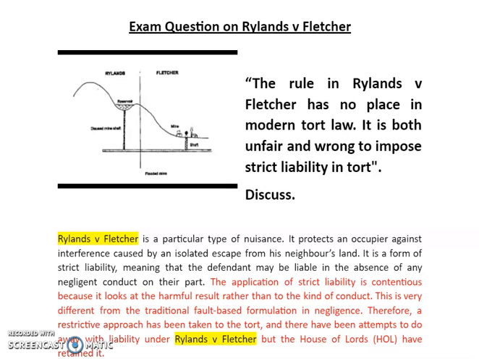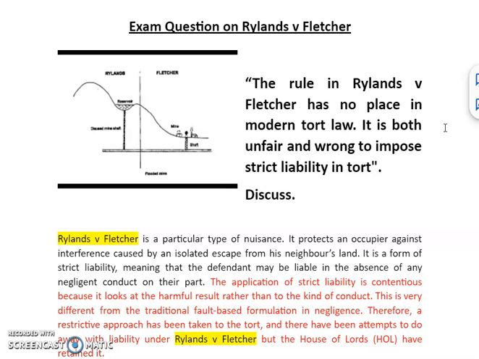Hello everyone and welcome to this video tutorial in which we're going to be looking at a suggested answer to a tort exam question, and this video is about the rule in Rylands and Fletcher. So this is an evaluative essay question, and here's the question that we're going to look at.